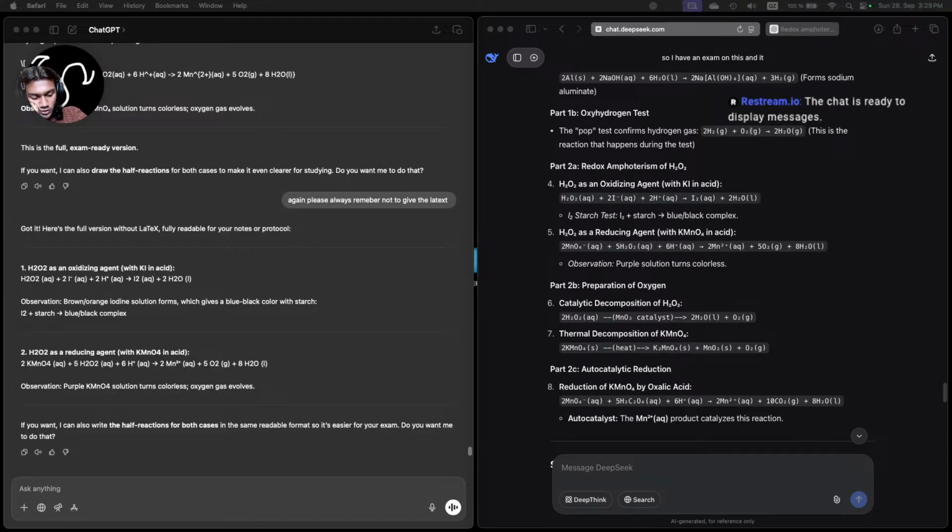Fe plus H2SO4 gives FeSO4 plus H2 gas. Now, amphoteric properties of hydrogen peroxide. When it acts as an oxidizing agent: 2I minus, H2O2, gives I2 and H2O.